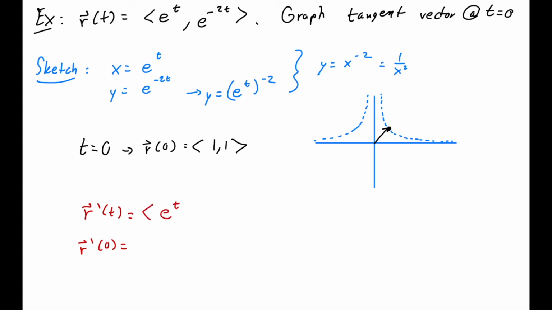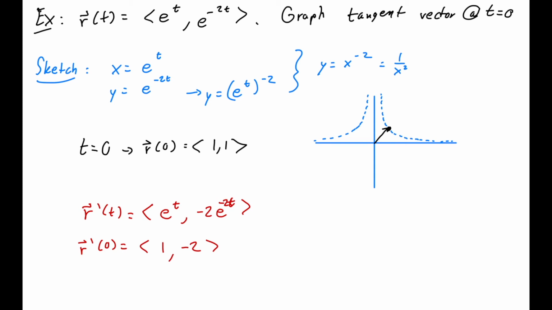R prime should have been e to the t, and then negative 2 e to the t. And so r prime of 0 should have been 1 comma negative 2. So what does that look like? Sorry, negative 2t. It doesn't really affect r prime of 0. That's why I'm getting ahead of myself.